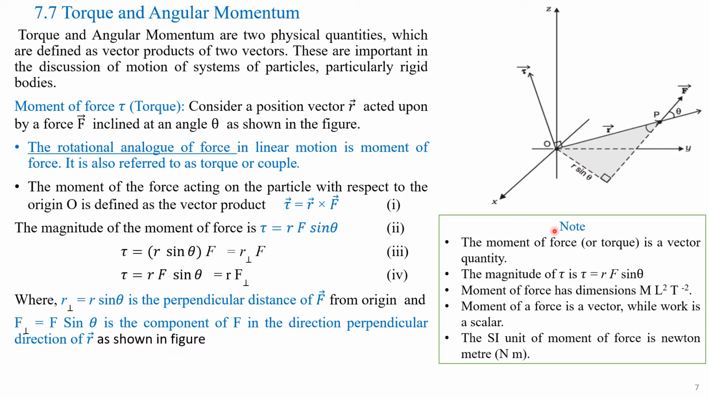There are certain important points about the torque or the moment of force. The moment of force or torque is a vector quantity. Second point, the magnitude of tau is equal to r F sin theta, which is explained in equation 2 here on the left hand side. The moment of force has dimensions M L squared T to the power of minus 2. Moment of force is a vector while the work is a scalar. The SI unit of moment of force is Newton meters.